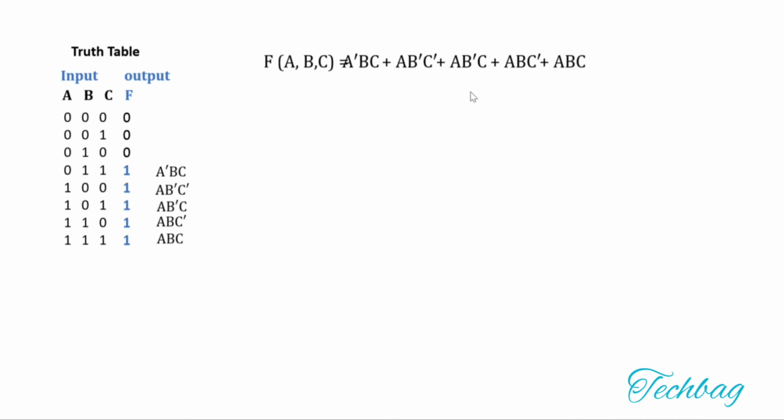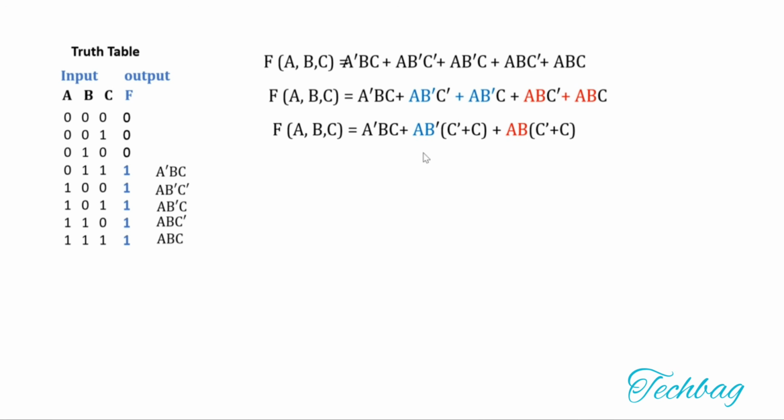Let us see how to minimize this Boolean function using Boolean algebra rules. In these two terms, A B dash is common, and in these two terms, AB is common. If you take AB dash as a common term, then you get AB dash. Here the remaining term is C dash, and here the remaining term is C. So you get C dash plus C. Similarly, if you take AB as a common term, here you get C dash plus C. In Boolean algebra, A plus A dash is equal to 1. So C plus C dash is also 1. So here you get 1, here also you get 1.